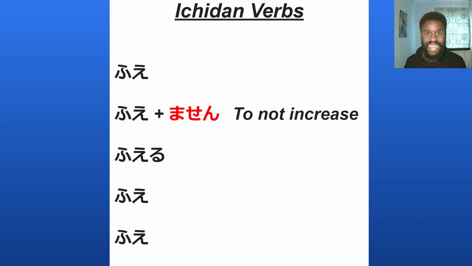Our polite negative form is the same base plus masen, which means to not increase. And this is the polite negative form of the verb.